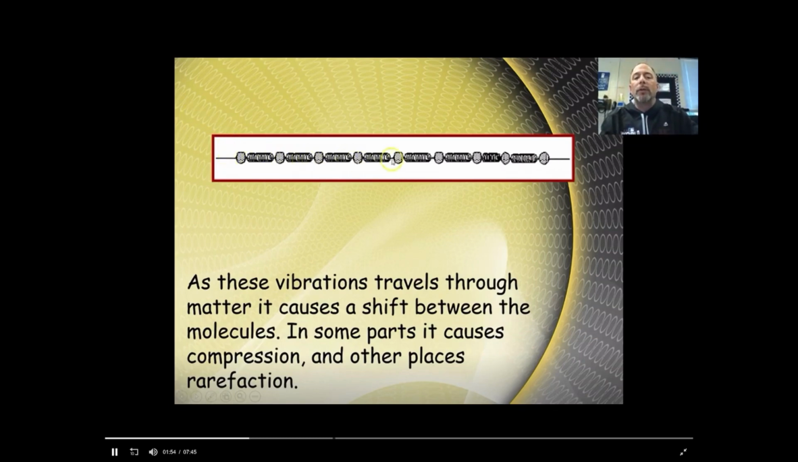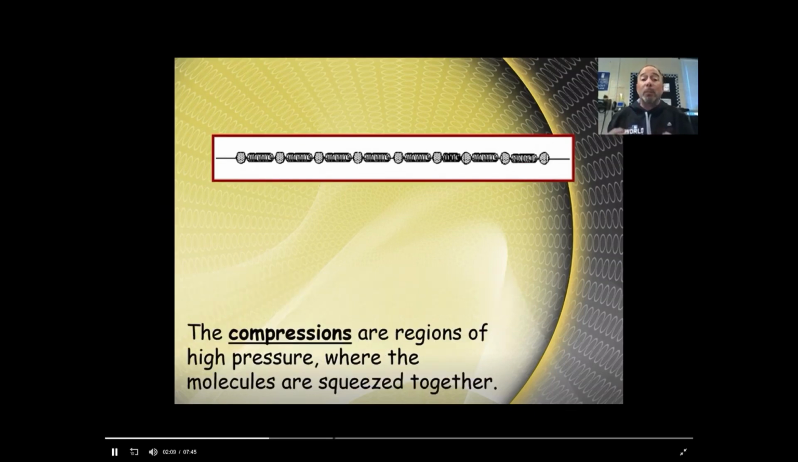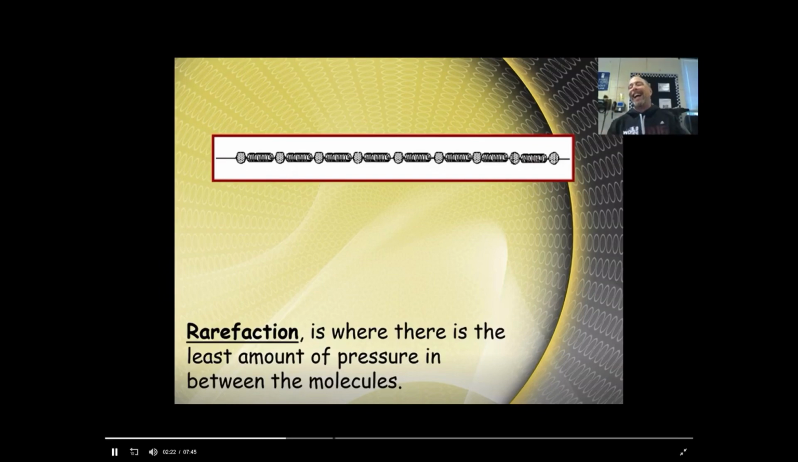If you look at our little coils and springs here, you can follow this wave as it goes through. In front of that wave is the compression, and behind it is the separation or the rarefaction. This is what makes up a sound wave. The compressions, bold-faced, are regions of high pressure where the molecules are squeezed together. Rarefaction, I lied, you do need to know that word. Rarefaction is where there is the least amount of pressure in between the molecules.